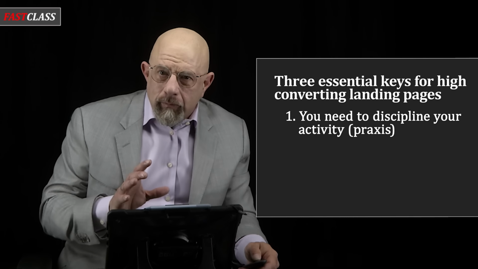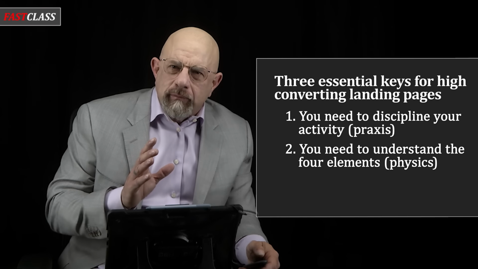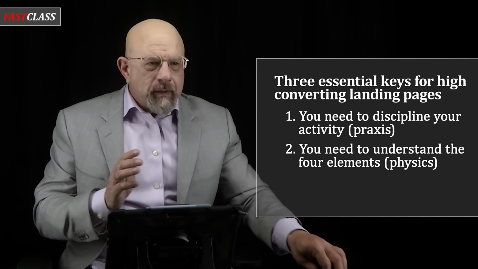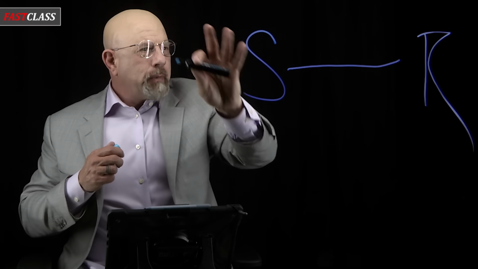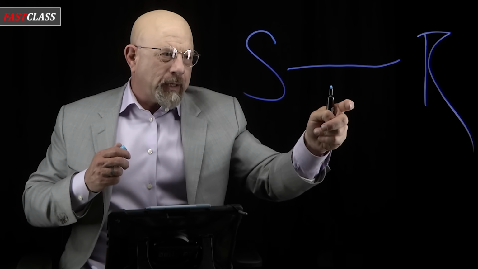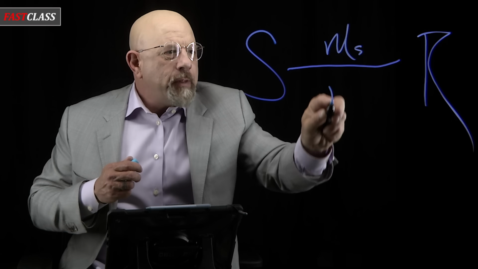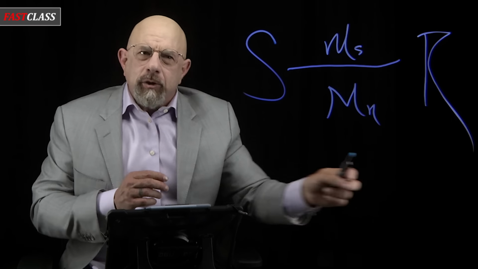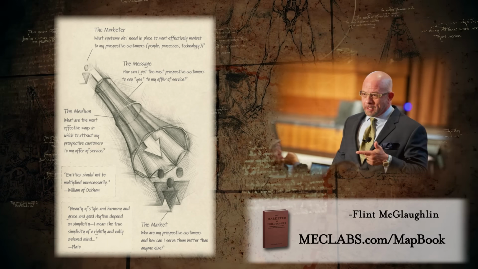Which brings me to point 2. You need to understand the 4 elements of marketing. This is like physics. There are only 4. There is the sender, and there is the receiver. That's the marketer, and let's say the prospect. There is the message, and there is the means. There's nothing else. The means would be your channel. The message is the essence of your offer, the value proposition. All of marketing can be understood this way.